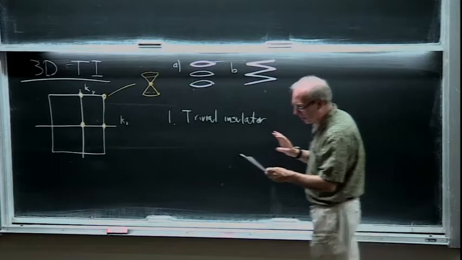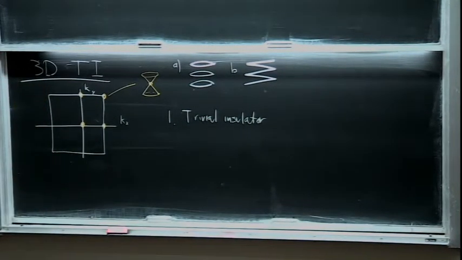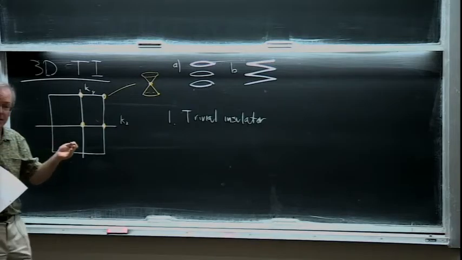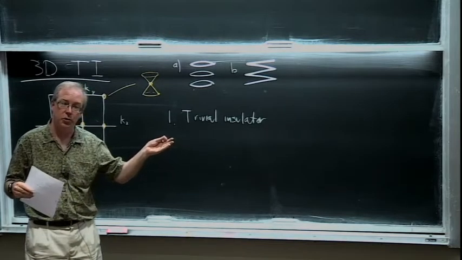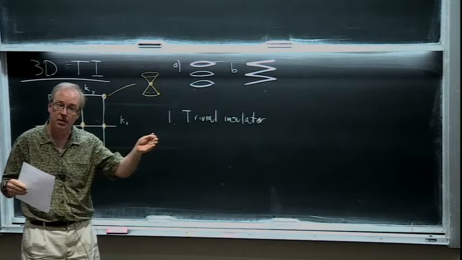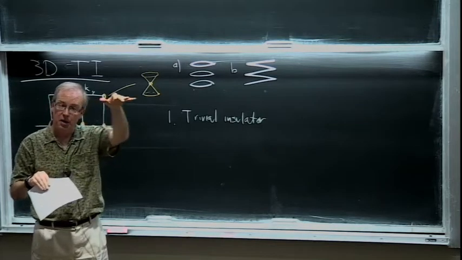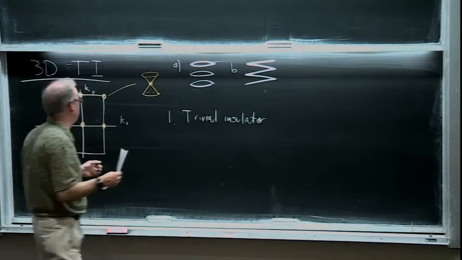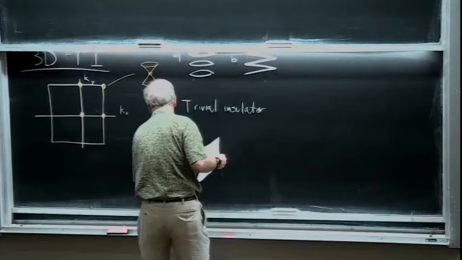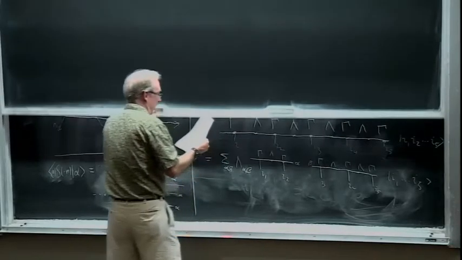The next possibility I want to think about is how we could build something non-trivial up. One way of building a non-trivial three-dimensional state is to do the same construction that I showed you the day before yesterday for the integer quantum Hall effect, which is to just stack layers of two-dimensional materials to form a three-dimensional material. This is what we call a weak topological insulator.